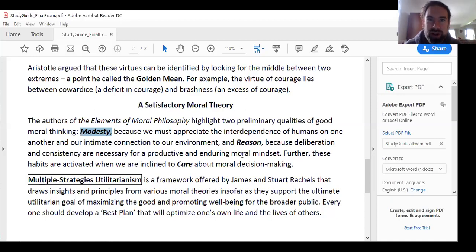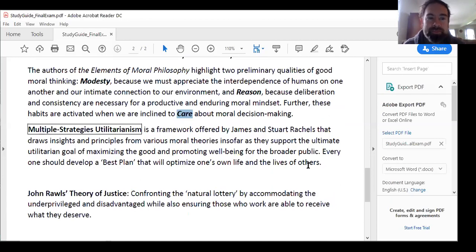So sometimes we can talk about an attitude, right? And deliberate over the overall approach you're going to take to life and treating other people. So modesty, reason, and then care, right? The fact that you are motivated to treat other people kindly. You're motivated towards being a moral person, towards cultivating the virtues, right? Okay.